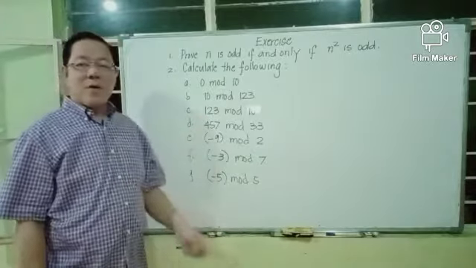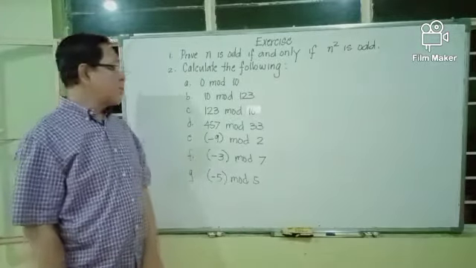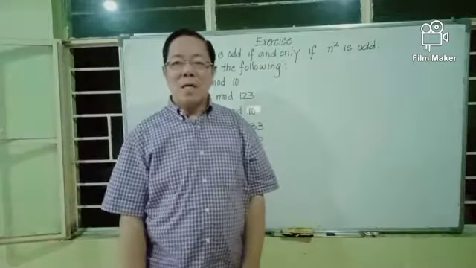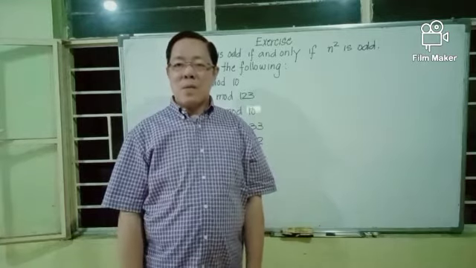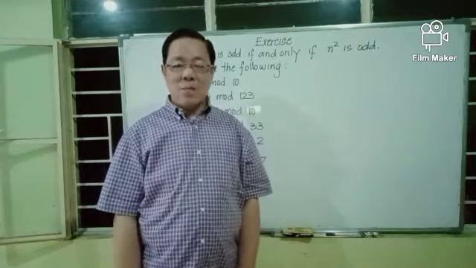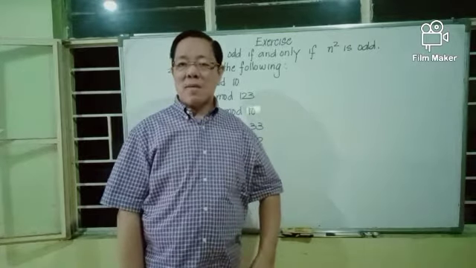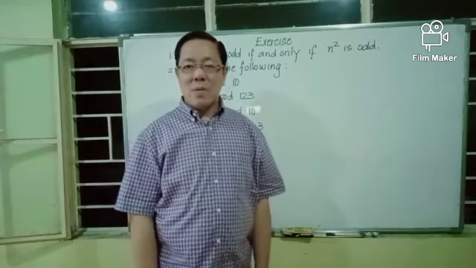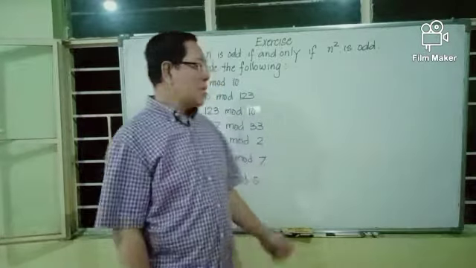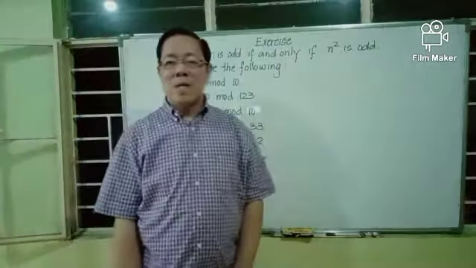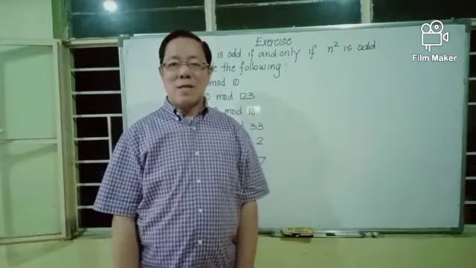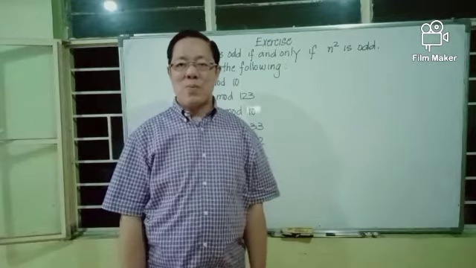And G, negative 5 modulo 5. In each of the following exercises for number 2, you do not have to try all the values of R. If for a particular value of R you get one acceptable value for Q, then you stop. Because for each of these numbers, there is only one remainder and one acceptable quotient value for Q.